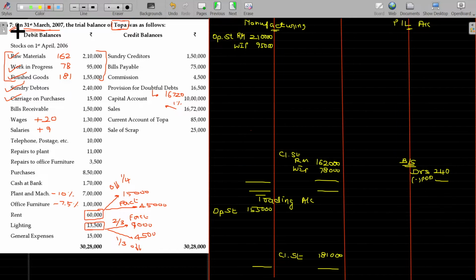Carriage in will be debited to the manufacturing account. The usual items debited in the trading account will appear in the manufacturing account hereafter, right? So carriage in 15,000. BR, in the asset side, the value being 1,50,000.